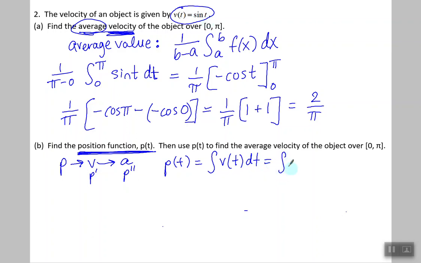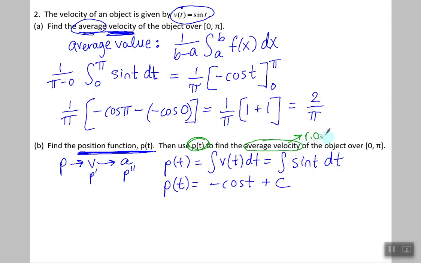In this case, my velocity function is sine of t. So my position function is negative cosine of t plus c. There's my position function. I don't have enough information to find the exact value of c, so I can leave it like that. Next, then use p of t to find the average velocity. So now I'm taking the average velocity, but I'm doing it from the position function. So I'm going from position to velocity, which is the rate of change of the position, or the derivative of the position, over the interval 0 to pi.